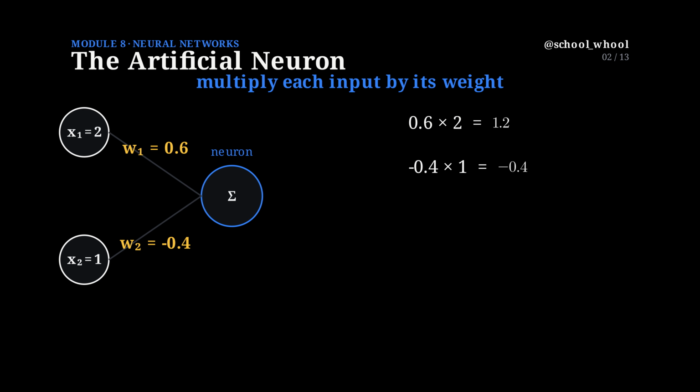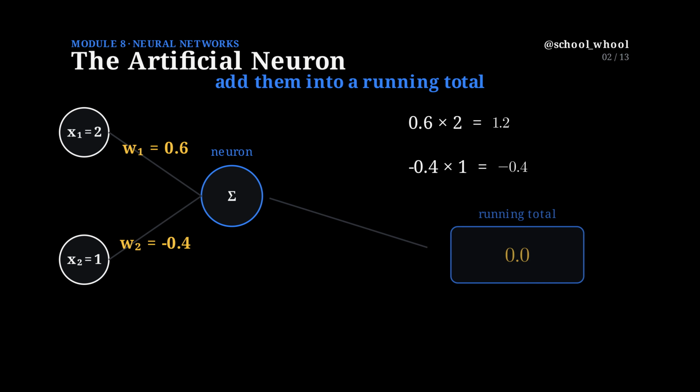Now the neuron gathers those scaled inputs into a single running total. We start the total at 0, add the first product, 1.2, and the total climbs to 1.2. Then add the second product, minus 0.4. Because it's negative, the total drops back down to 0.8.